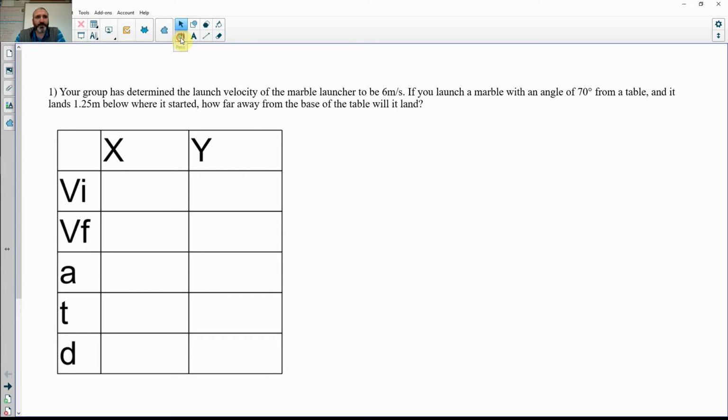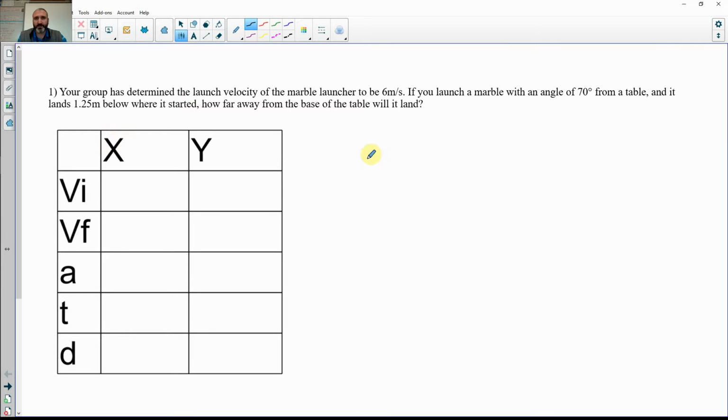So the first question starts out with the fact that your group determined the launch velocity of the marble launch should be about 6 meters per second. If we launch it at 70 degrees above the table and it lands 1.25 meters below where it started, how far away from the base of the table does it land? So this is almost like if we take the marble launcher and put it on one of the lab benches and then put the cup on the floor. How far out do we put the cup?